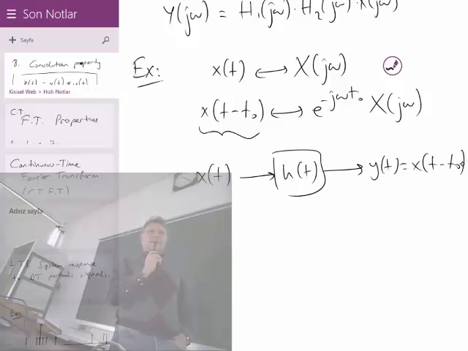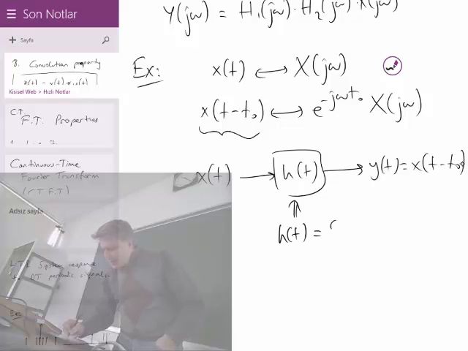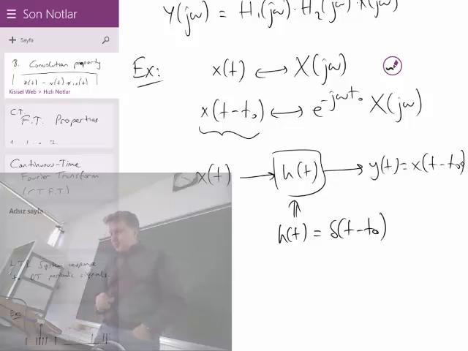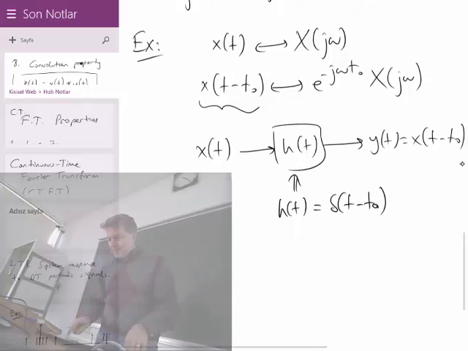Yes, it's an impulse at t0, which is delta(t - t0). h(t) must be equal to delta(t - t0). Exactly. So when you convolve x(t) with delta(t - t0), what is the output? It is x(t - t0). It just applies a shift.